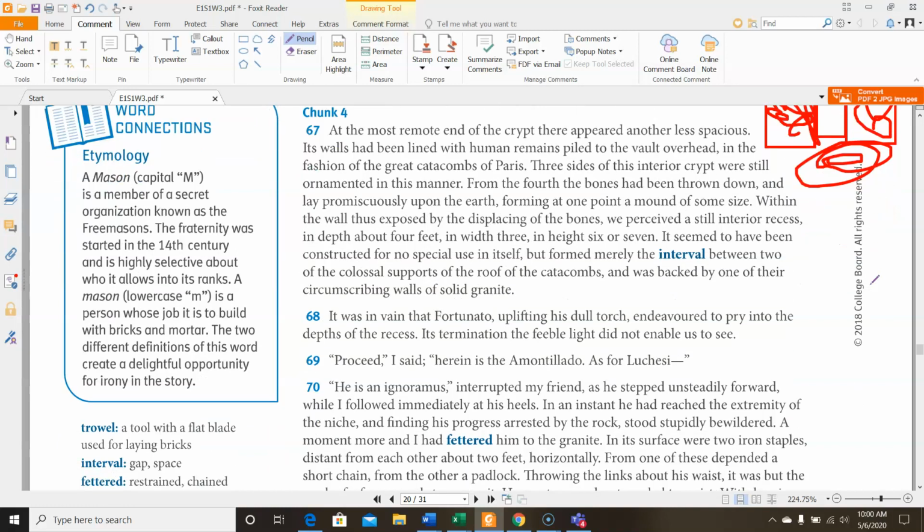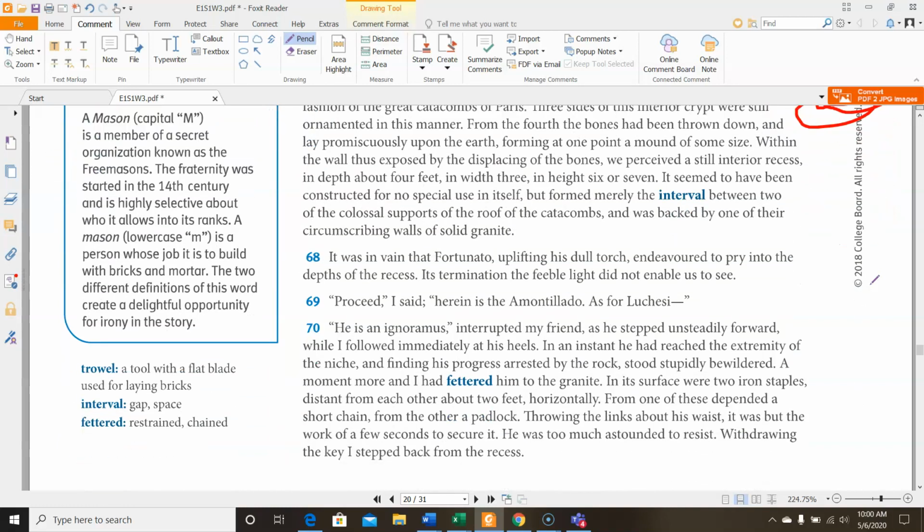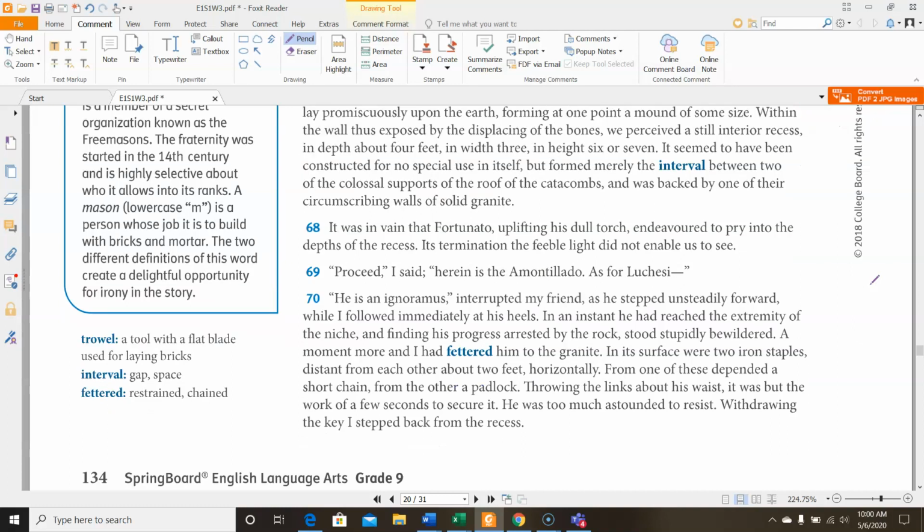It was in vain that Fortunato, uplifting his dull torch, endeavored to pry into the depths of the recesses. Its termination, the feeble light did not enable us to see. So the flame wasn't bright enough for them to see what was inside that space. "Proceed," I said. "Herein is the Amontillado. As for Lucchesi..." "He is an ignoramus," interrupted my friend, as he stepped unsteadily forward, while I followed immediately at his heels.